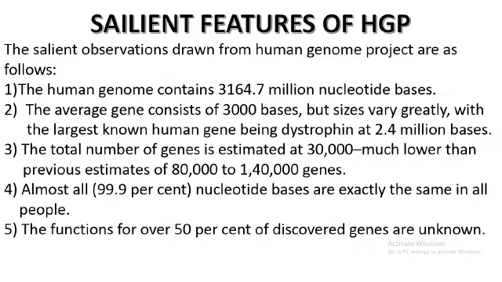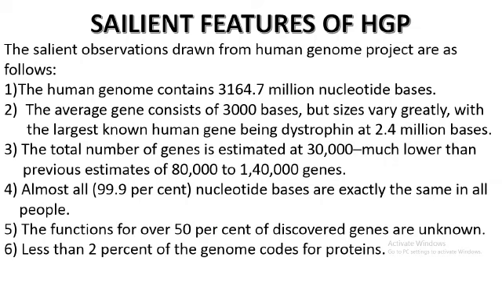The fifth one: the functions of over 50% of discovered genes are unknown. We have discovered 30,000 genes, of which we don't know the function of over half. Why are they present? What is their function? That has yet to be discovered. So even after making the human genome map, scientists know the function of only about half the genes; the functions of the remaining genes are not known.